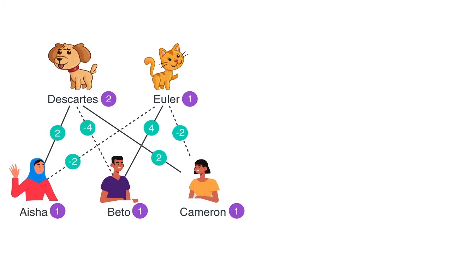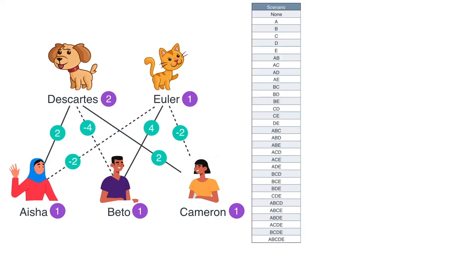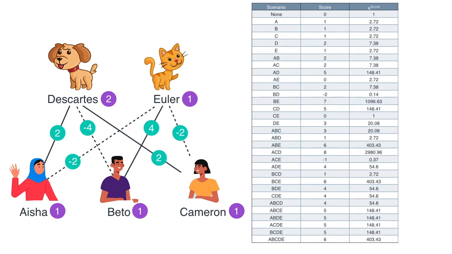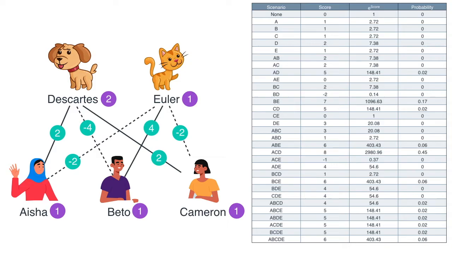So now, this is what we do. We take our 32 scenarios on our RBM, put them in the first column. Then the second column, we put the scores. The third column has e to the scores. And finally, the last one has the probability obtained by taking the sum of the third column and dividing all the third column by that sum.